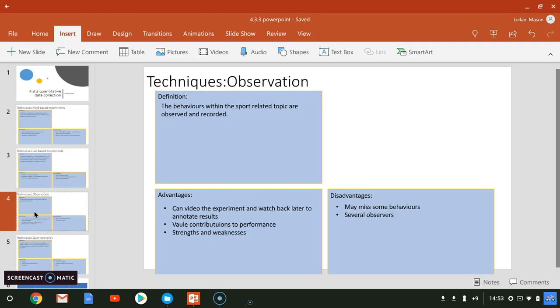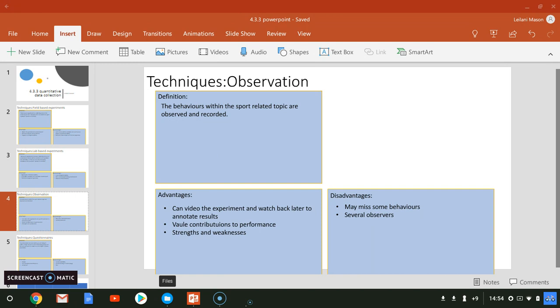Okay, another technique is observation. Observation can be defined as the behaviours within the sport that are observed. Observation happens where there is a researcher observing the performance of the participants and they record what they see. For example, in gymnastics, a researcher might want to research the landings of gymnasts in their jumps, in their floor routines, or their leaps, or any type of skill that involves a landing. So these researchers will watch their gymnasts perform their routine.